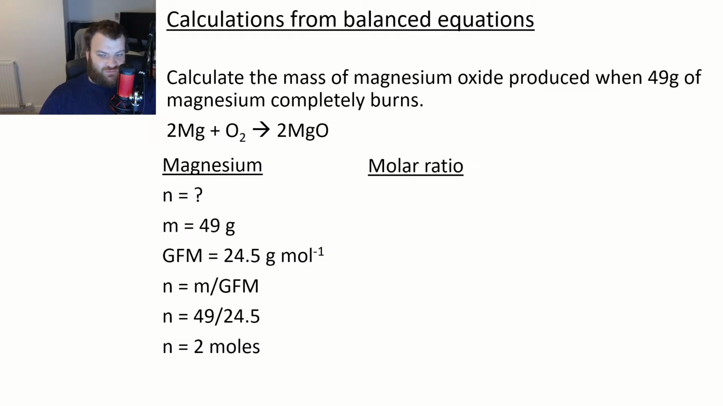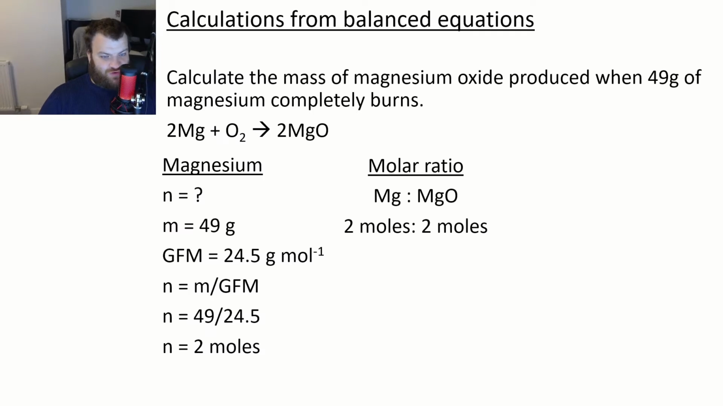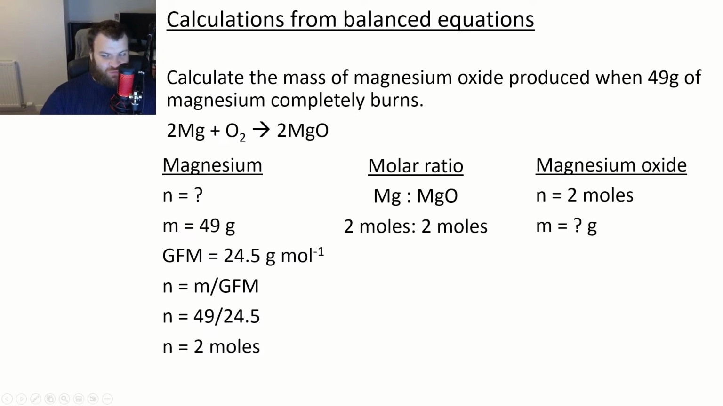If we then look at our molar ratio, we can see that our ratio is a 2 to 2 mole ratio, because the balancing numbers in front of both are both 2. This means that there will be the same number of moles of magnesium oxide produced as magnesium we start with. We've calculated that we have 2 moles of magnesium, which means we will produce 2 moles of magnesium oxide.